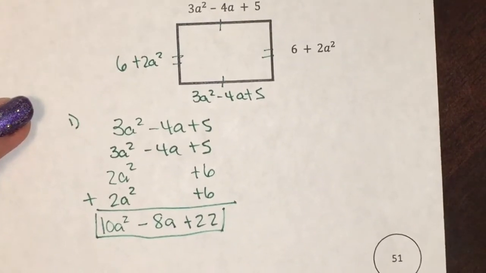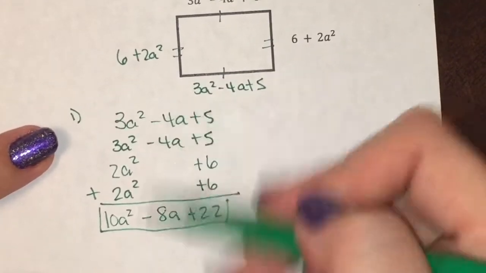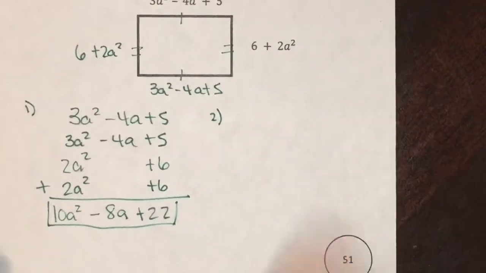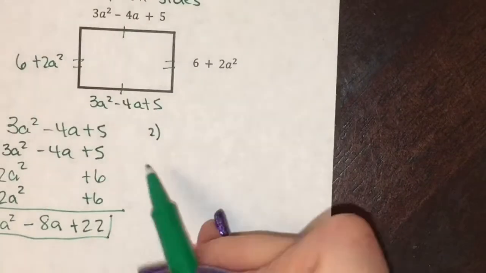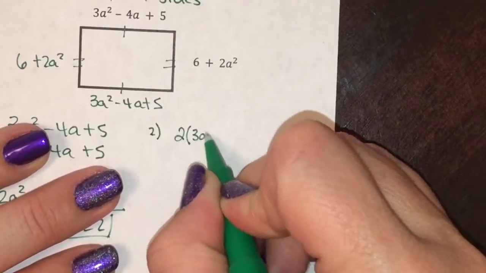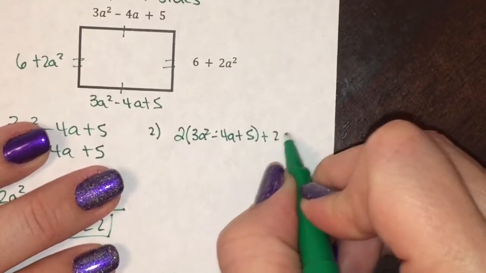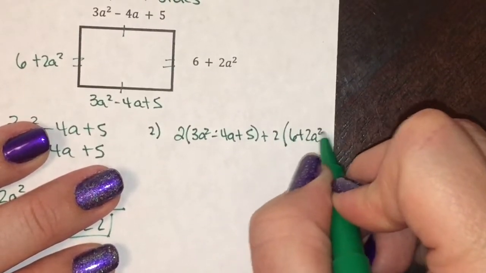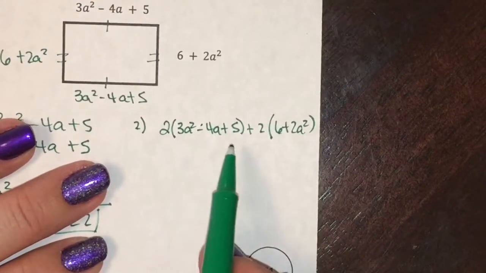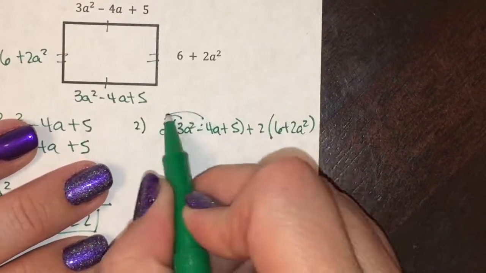It's not more difficult, but it takes more brain power. This one, you just kind of write stuff down and add it together. Second one, it takes a little bit more brain power. So here we go, second option. I know that there are two sides that are 3a squared minus 4a plus 5, and then there are two sides that are 6 plus 2a squared. So I can say that there are 2 of this long side, 2 of this short side. So then we just distribute or do the box method.